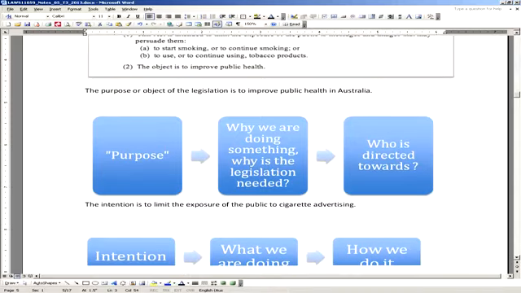Before we continue, can I ask a question? Of course. Okay, I'm having trouble trying to differentiate between the purpose and the intention. Which one has a broader meaning?